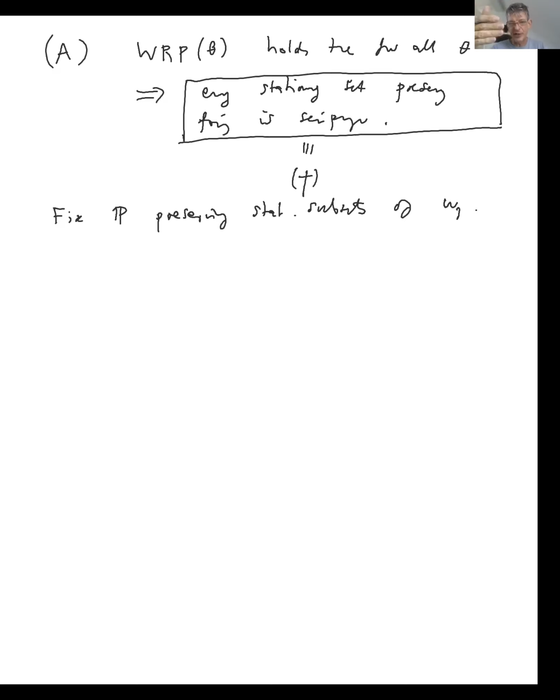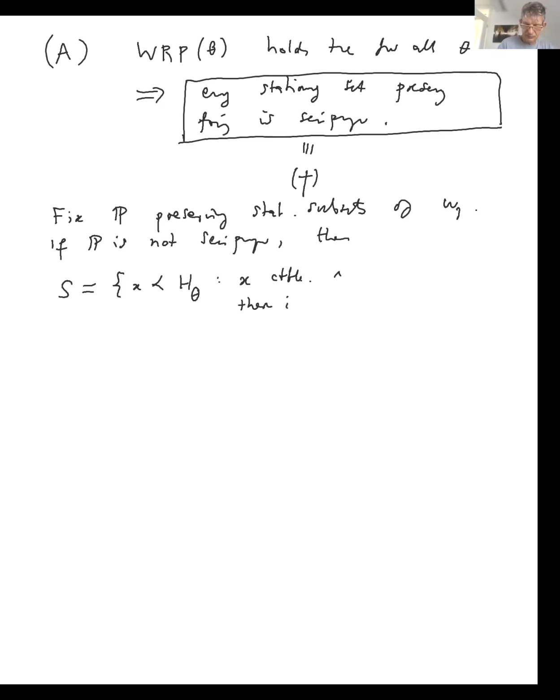So if that's not true, then there is a stationary set for which you cannot pick semi-generics. So if P is not semi-proper, and we go for a contradiction, then the set S is equal to the set of countable substructures X of H theta, for some large enough theta, such that there is some P in X and also in the forcing with no X-semi-generic extension, strengthening P. And this set is stationary.